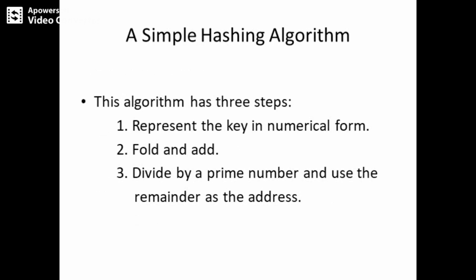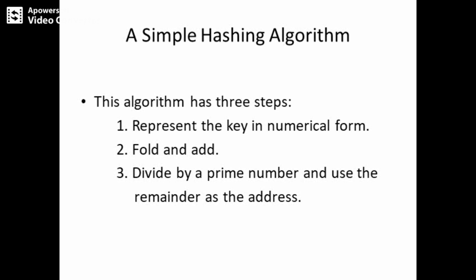Now let us see a simple hashing algorithm. I'm taking a small hashing algorithm which has 3 different steps. In this algorithm the first step is to represent a key in a numerical form. If it is already a number, then the first step can be avoided. The next step is fold and add. You fold the characters and add them together to get some particular address. Then divide by a prime number and use the remainder as the address. So the last step is to find one single address using division by a prime number.